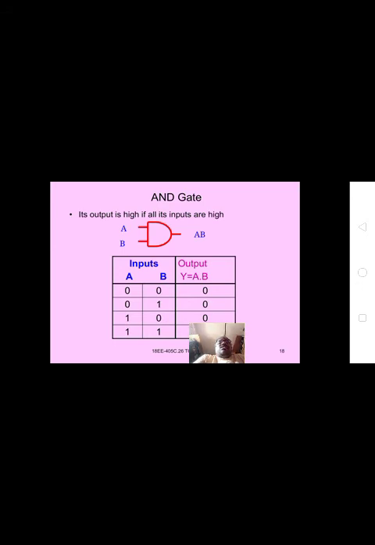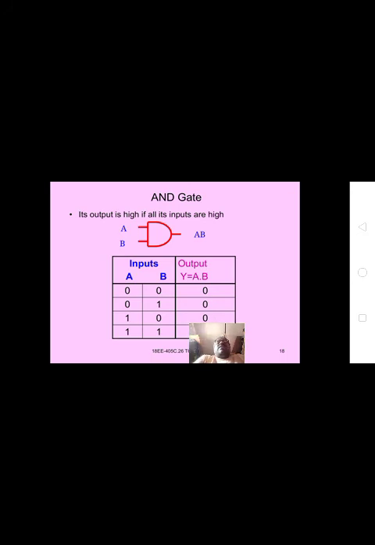AND gate. Its output is high if all the inputs are high. I have given the symbol for AND gate. Please make a note of it. Here I have given the output for AND gate, that is Y equal to A into B.